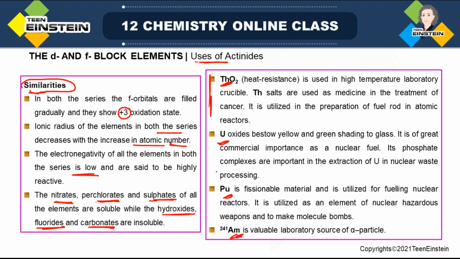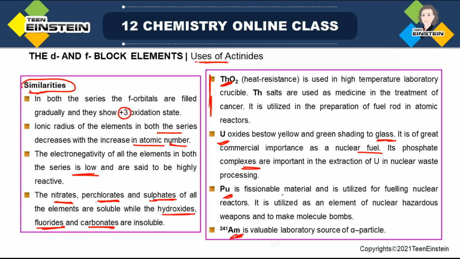The next point is related to uranium. Uranium oxide imparts yellow and green shading to glass. So that is why it can be used in glass preparation. It is of great commercial importance as a nuclear fuel. As you know, in actinides, complex formation tendency is better compared to lanthanides, so its phosphate complexes are important in the extraction of uranium and in nuclear waste processing.